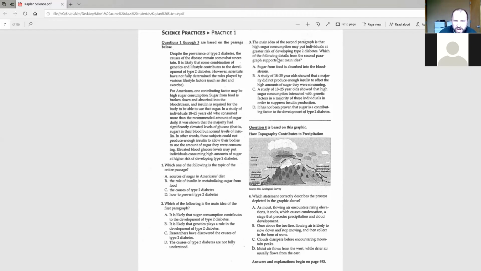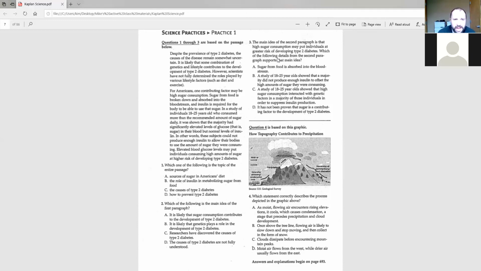So the first three questions here deal with this passage. And I'll just read it real briefly, but if you're watching this on your own, feel free to just pause it so you have plenty of time to read through it, and I'll just power through it and then talk about the question and go from there.